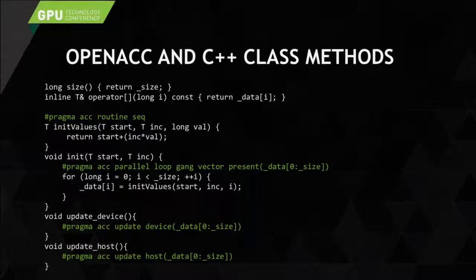OpenACC 2.0 also introduced the concept of a routine. A routine allows you to create a device function, so a device callable function. And it implicitly creates it for you here. So we're going to say, oh, compiler, whenever I call init values on the device, which is down here, so we've got this initialization. Oh, we're going to initialize on the loop.